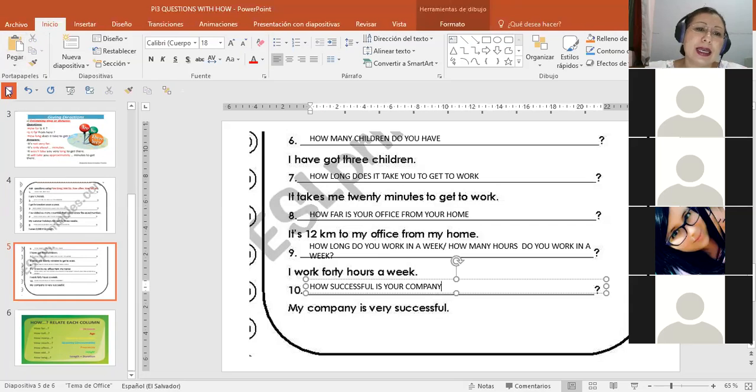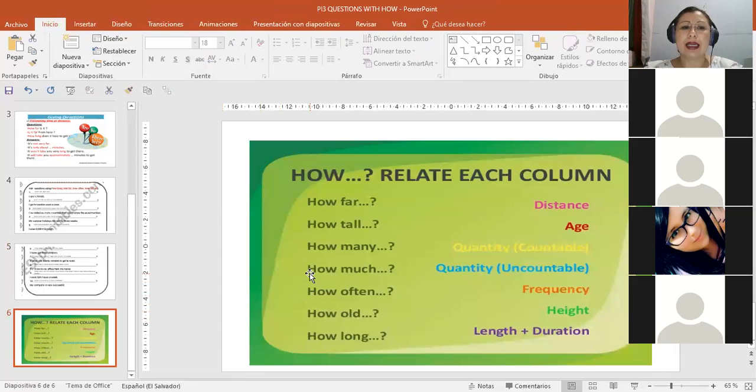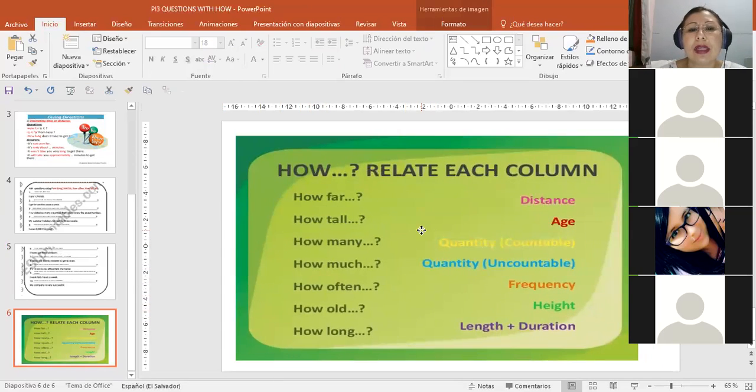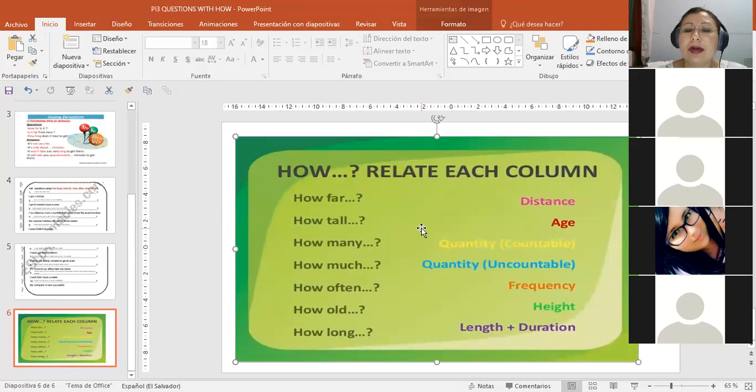So that's the exercise. So I just want to remind you, quiero recordarles, y aquí les traigo otra laminita que conseguimos. How long and related. How far? Cuando hacemos la pregunta how far, ¿de qué estamos hablando? The distance. Distance, right? Very good, distance. And when I use the expression how tall? Height. Very good.